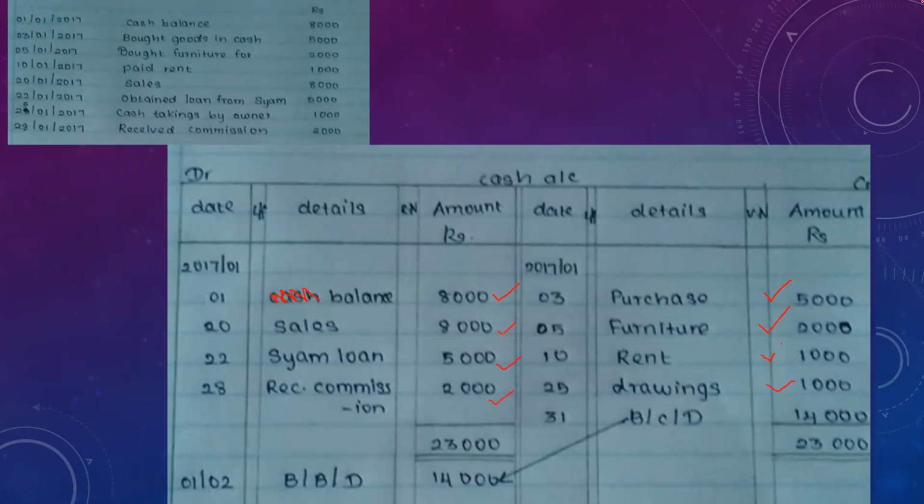Bank balance. No, it's a cash balance. How can you write bank balance, my dear? Only cash balance comes to the cash account. We can't write bank balance. Furniture balance goes to the furniture account. Vehicle balance goes to the vehicle account. Cash balance goes to the cash account.